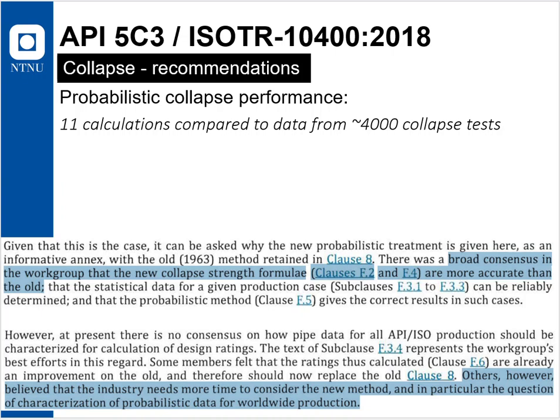Basically more than 4,000 pipes were collapsed in the work from 2000, and 11 different calculation formulas were compared, and there was a broad consensus in the work group that the new collapse strength formulas are more accurate than the old ones. The old ones mean the ones that API presented based upon the empirical values of the performance of pipe in 1960, the ones that the industry are using in their software now. So you can read more about this.